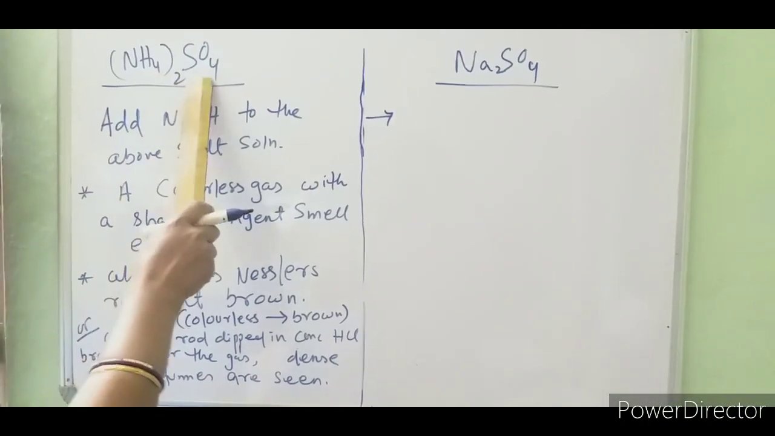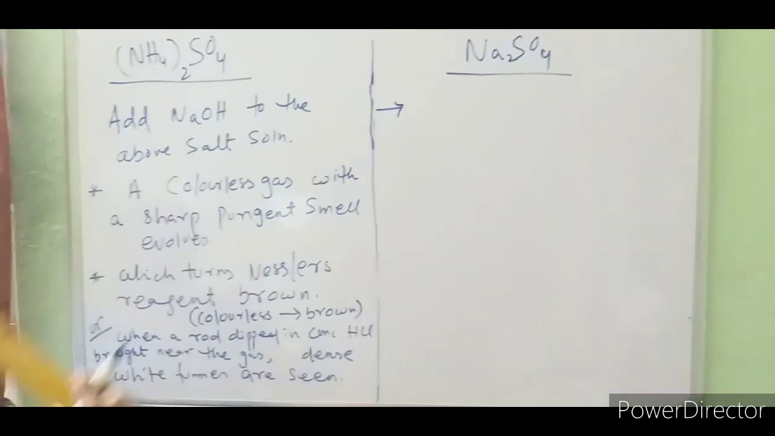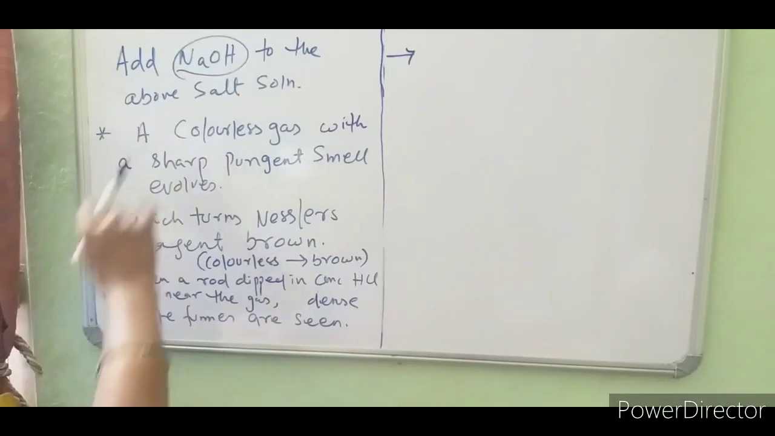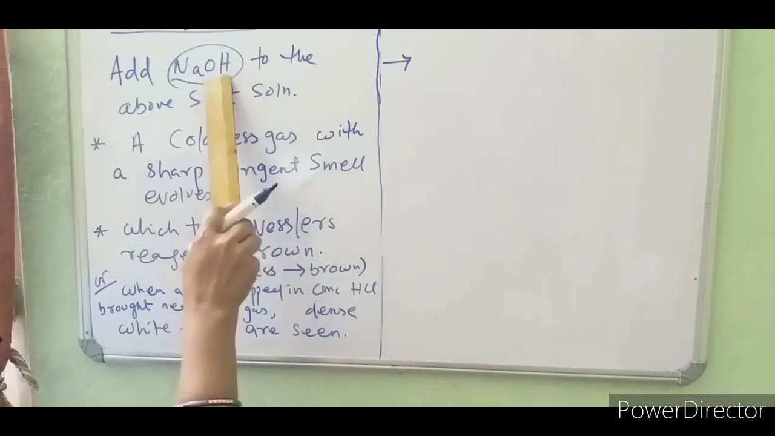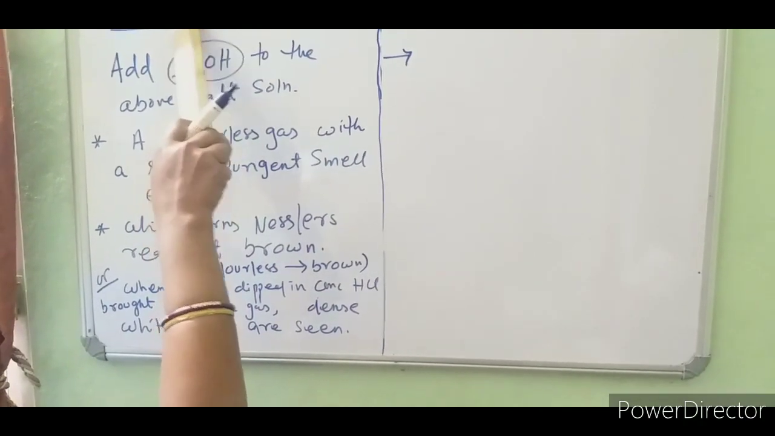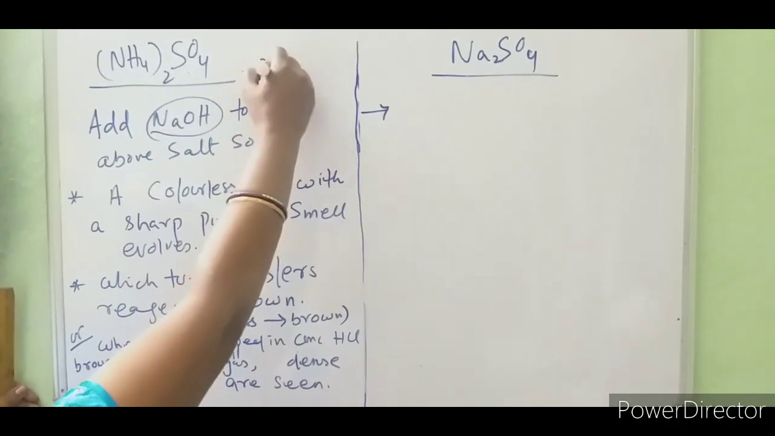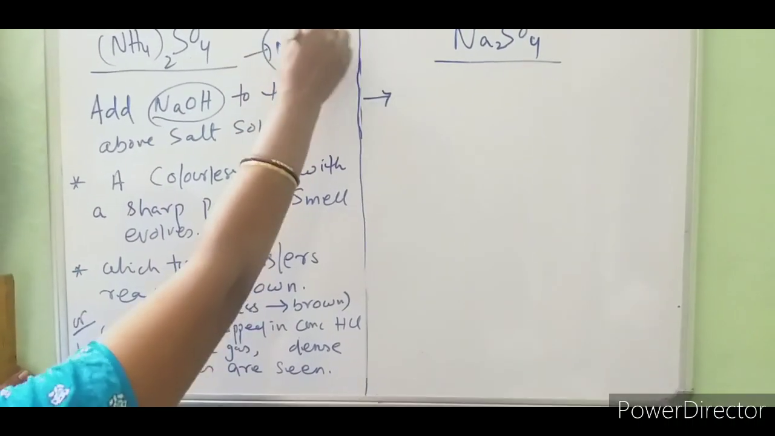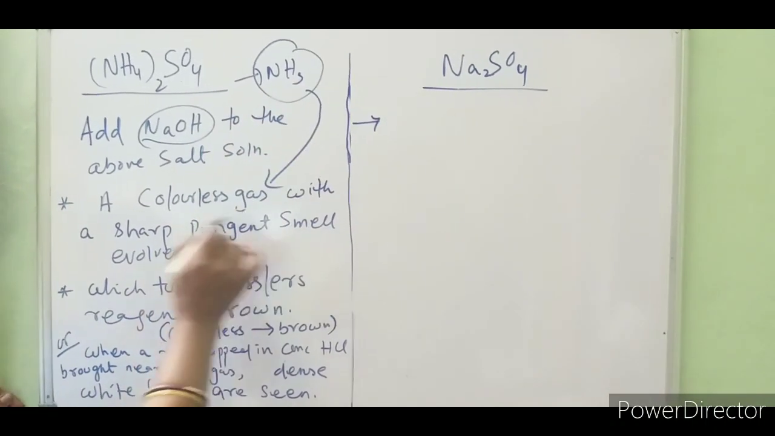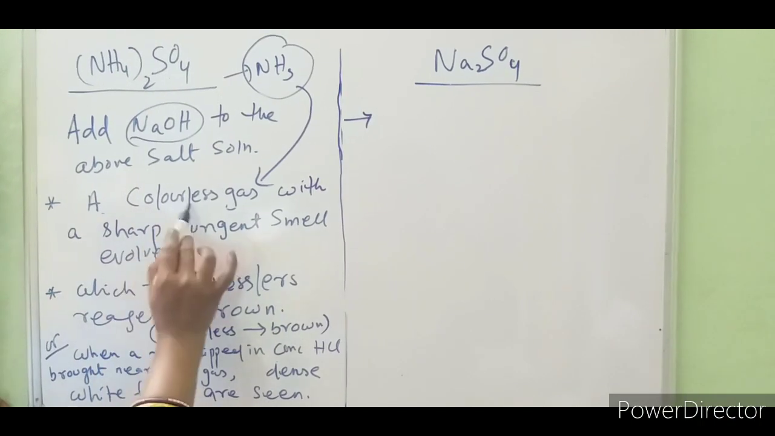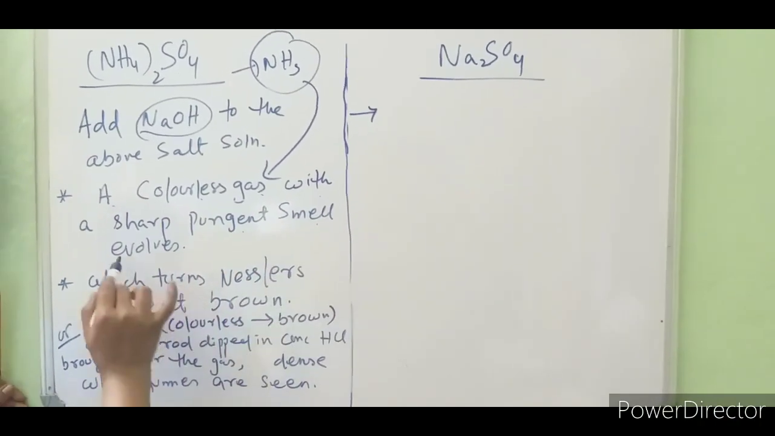Next is ammonium sulfate and sodium sulfate. What should be the reagent? We are taking sodium hydroxide as the reagent. So add sodium hydroxide to the above salt solution. When sodium hydroxide is added to ammonium sulfate, here ammonia gas evolves. Okay, so now we have to write the test for ammonia gas. So we have to write that a colorless gas with a sharp pungent smell evolves.